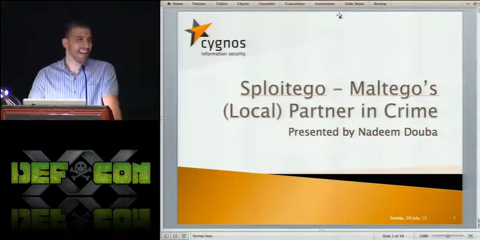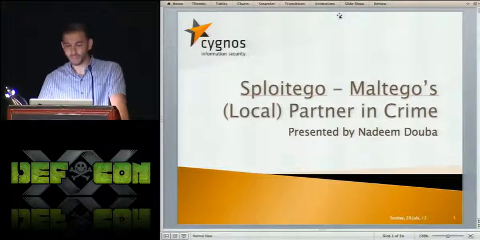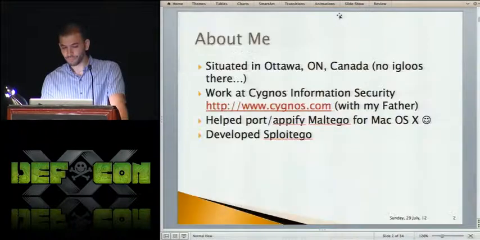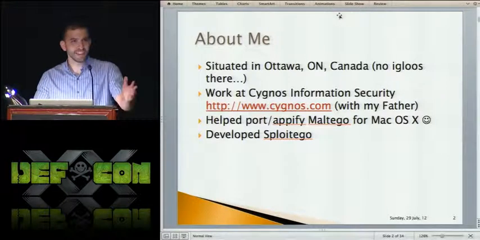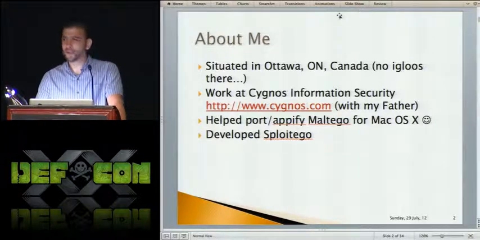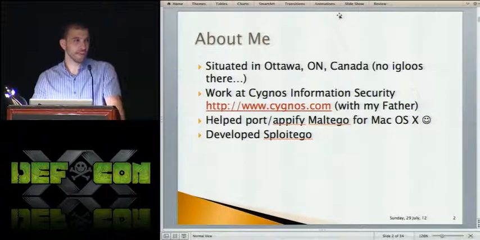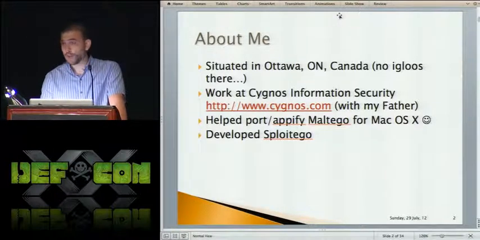My name's Nadeem Douba. I'm going to be presenting Sploitego, Maltego's local partner in crime. Just a little bit about me. I come from Canada. I'm working with my dad at a security firm. I like to think that I taught him security. Don't tell him that. I also worked with Paterva down in South Africa with Andrew and RT on appifying the Maltego client for Mac OS X.